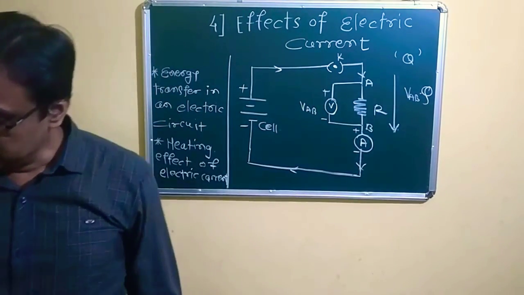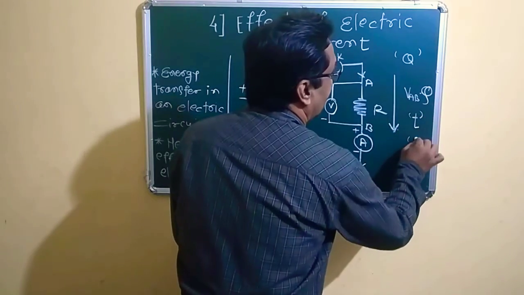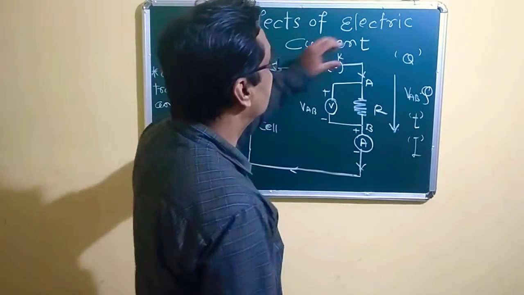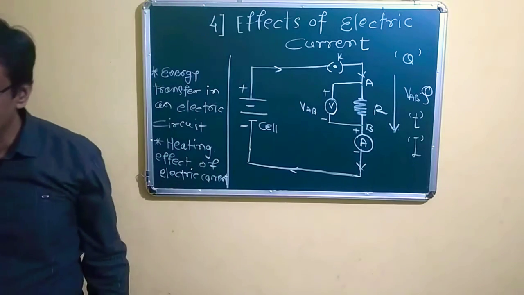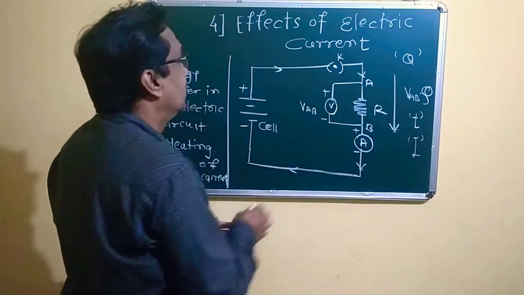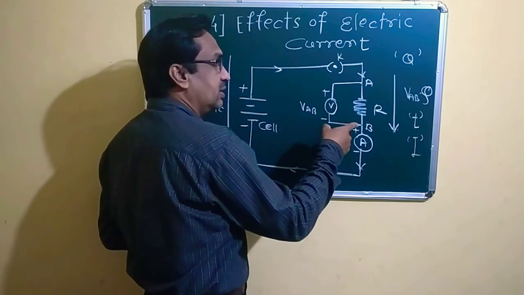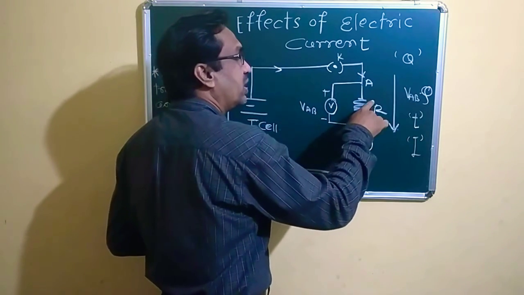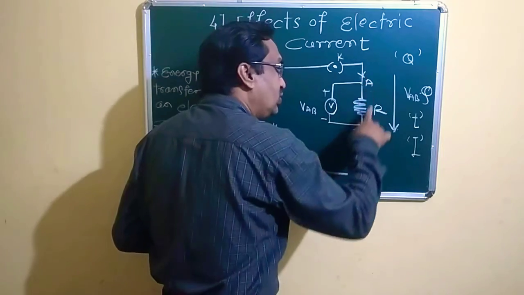So it is quite clear that in a time t, when a current I is flowing in the circuit, the work done to carry the charge Q from point A to B is VAB into Q. We have seen that the cell provides the energy to the resistor to carry out this work.